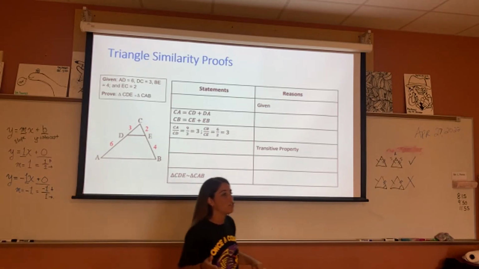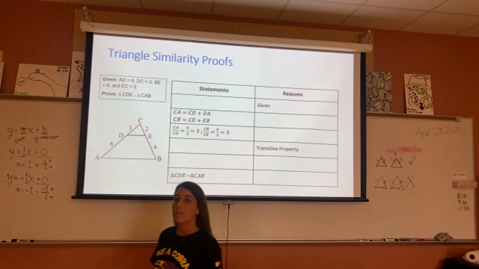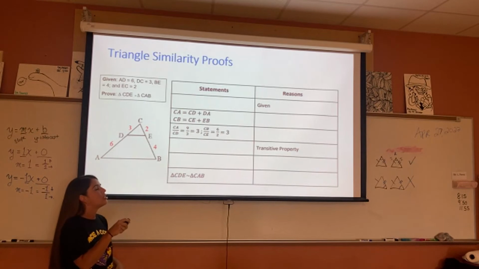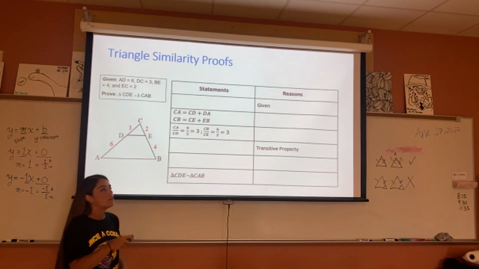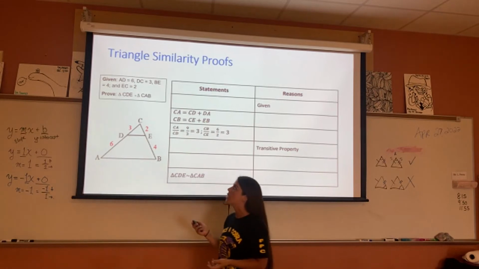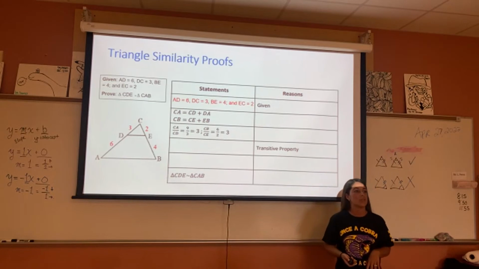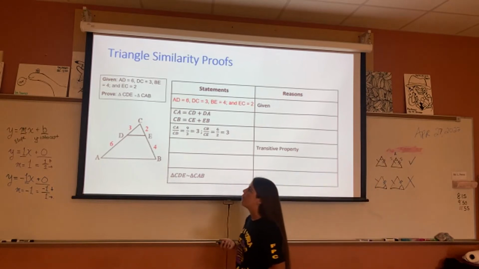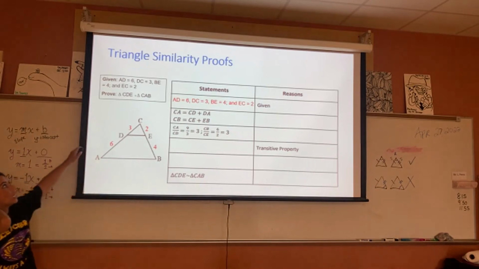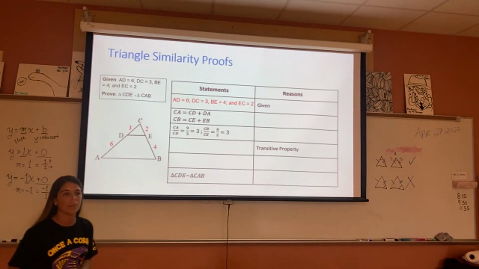This one, the first one, we're trying to prove these two triangles are similar. My first statement is always the first bit of information that was given to us. My first reason is always that it's given. Here, what they told us was that AD equaled 6, DC equaled 3, BE was 4, and EC was 2. Again, they told us that in this little box up here, and they also gave you the figure where they labeled the parts.